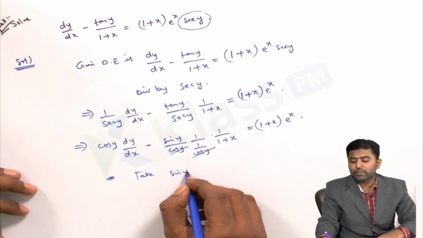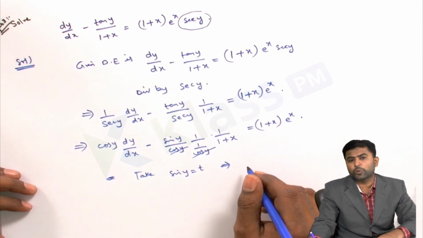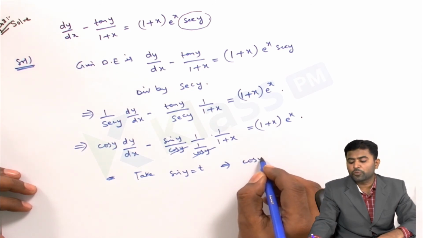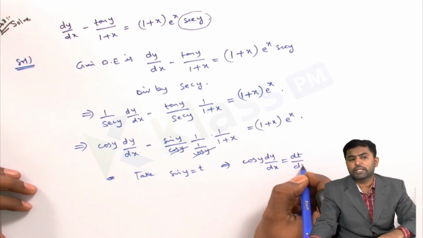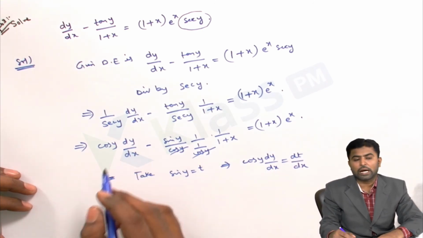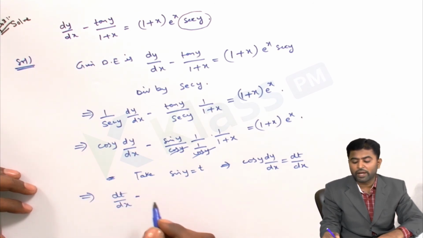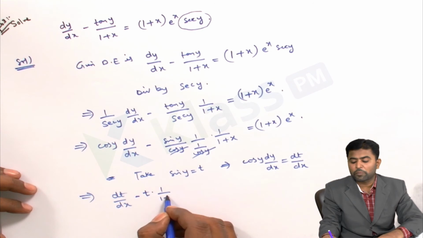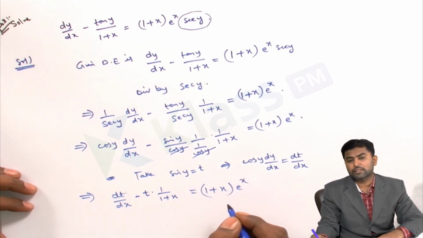Take sin y is equal to t. Then differentiating this with respect to x, I'll get cos y dy by dx is equal to dt by dx. So replacing this in the above, I'll get dt by dx minus t into 1 by 1 plus x is equal to 1 plus x into e power x.